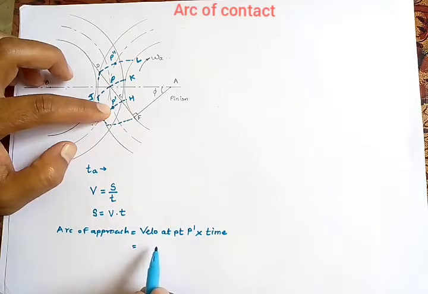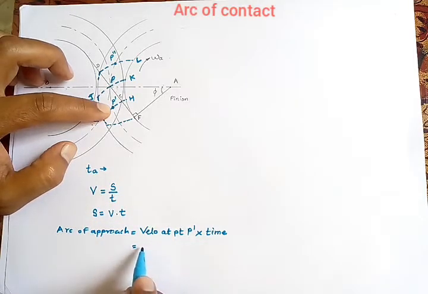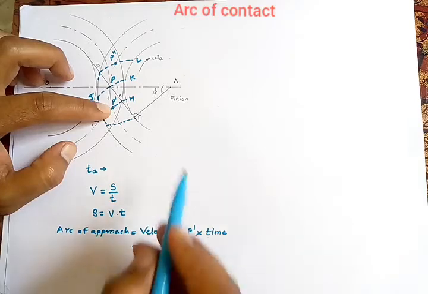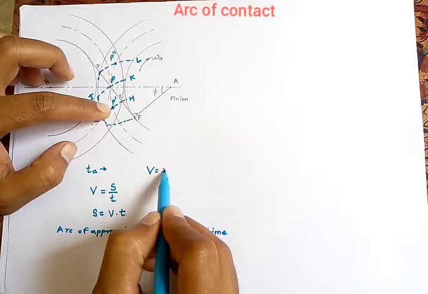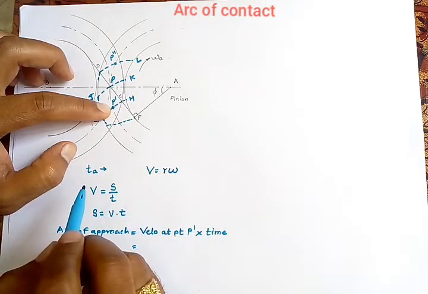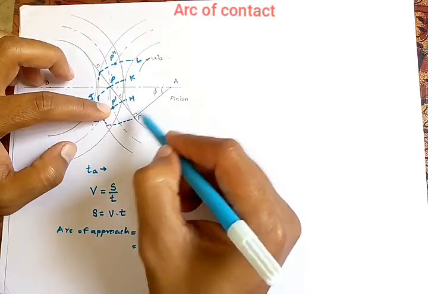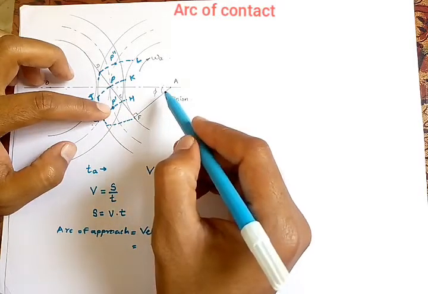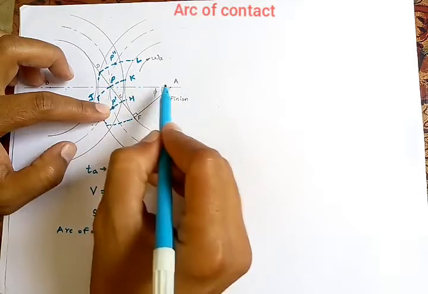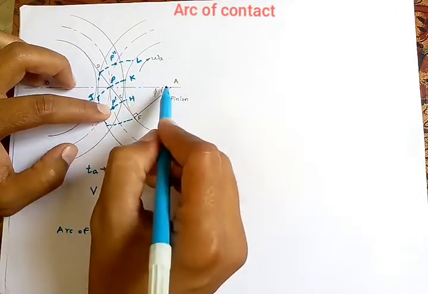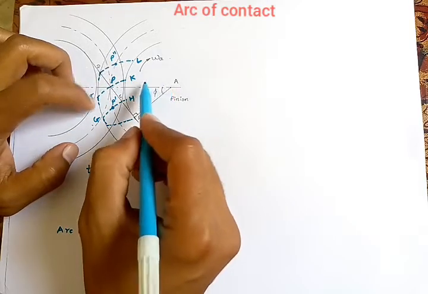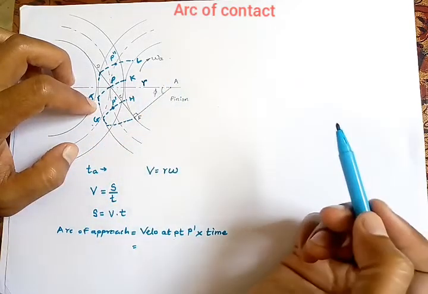So velocity at point P dash is nothing but the tangential velocity. The tangential velocity, or the linear velocity, we know is given by the formula V equals R into omega. So we have considered the pinion. Let us assume its radius of pitch circle, that is AP or A dash P dash or A P double dash, this distance is small r.